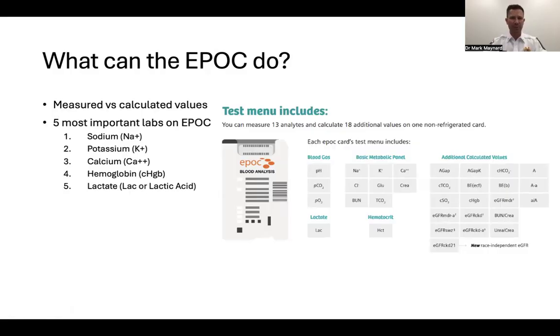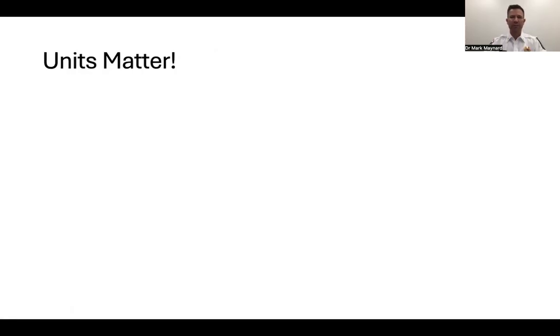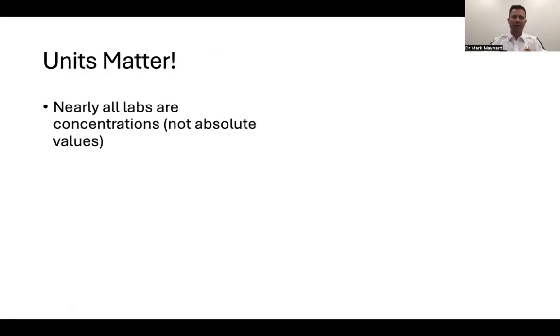The 5 most important labs we're going to focus on, according to our protocol, are as follows: sodium, potassium, calcium, hemoglobin, and lactate. And we're going to cover those in order. All right, just a reminder that units matter. Remember that when you're measuring, for example, sodium, you're not measuring all the sodium in the entire body. That would be impossible to do. What we're really measuring is just concentrations.